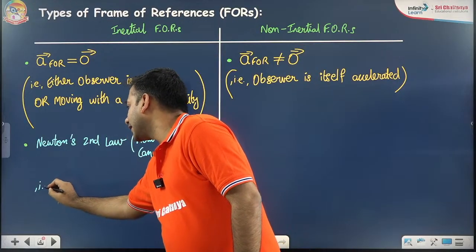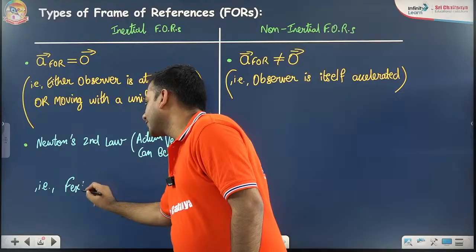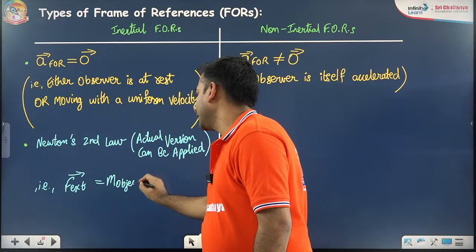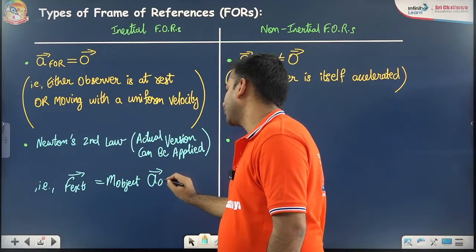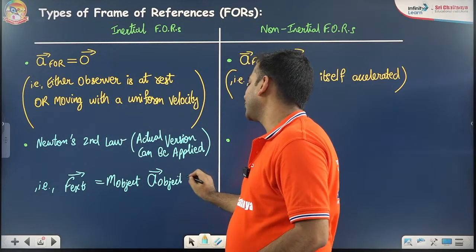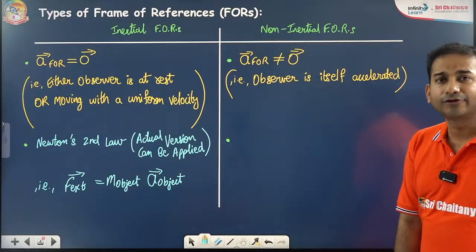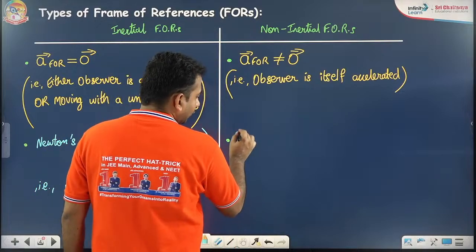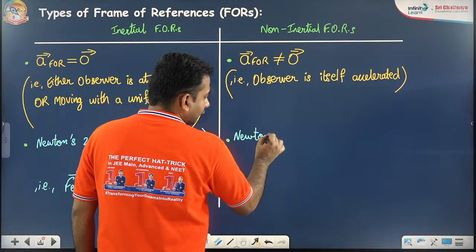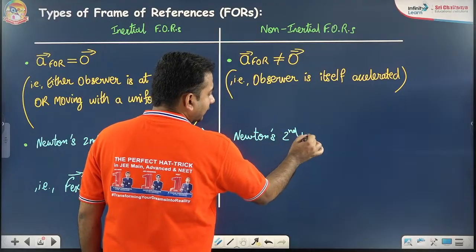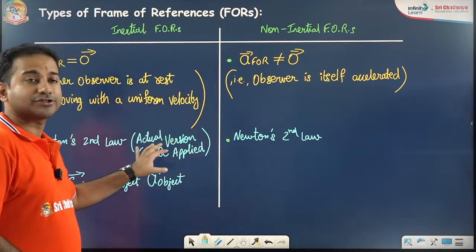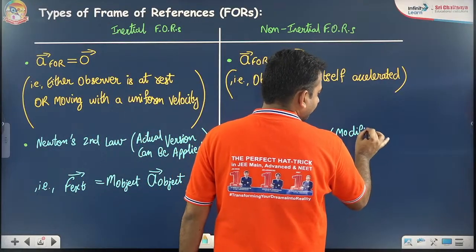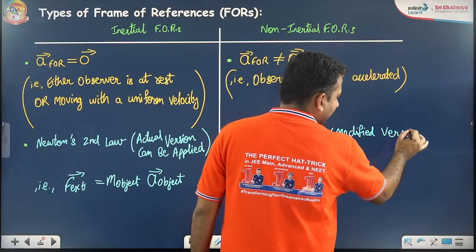That is, F external will be equal to mass of object into net acceleration of the object. F is equal to ma, which you are applying for the block, for the object here. But if we want to apply Newton's second law appropriately in this case, the actual version cannot be applied. Here the modified version can be applied.